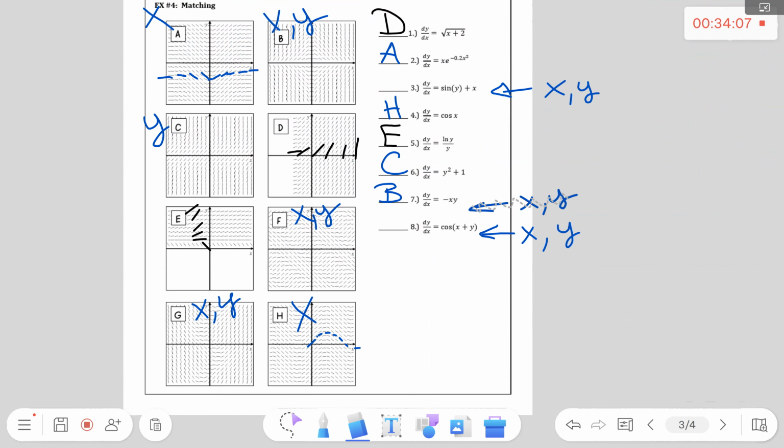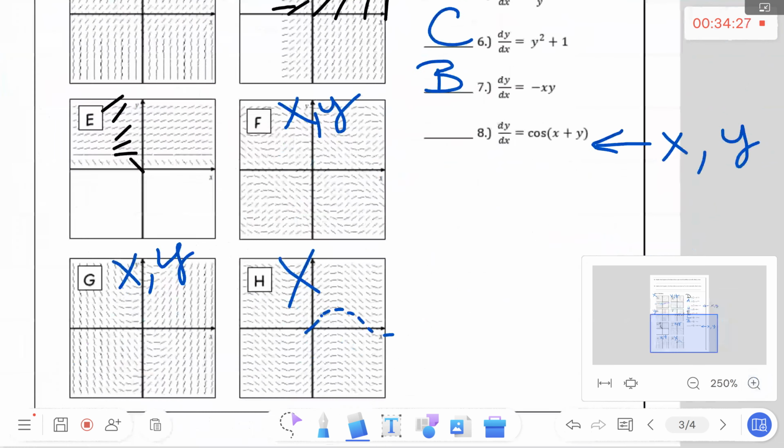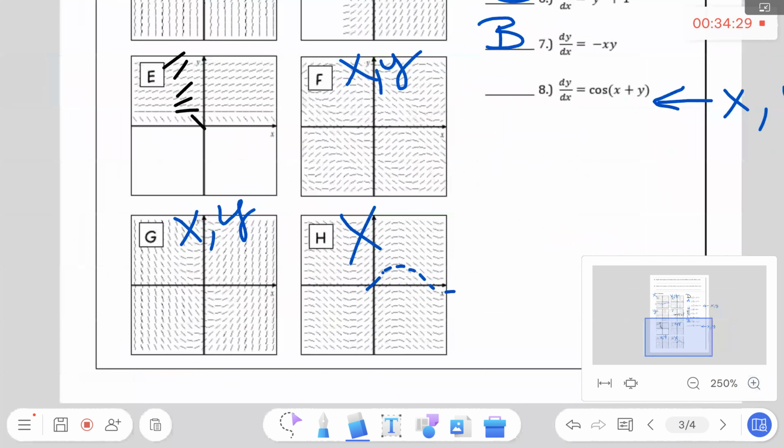Is everybody good on that one? They see that? B's the only one that doesn't have wavies in it. F's got some wavies in it, so it's probably trig related. G's got some wavies in it, so it's probably trig related. Now, what would I do for this last one? How do we get trig functions to know which one's which?